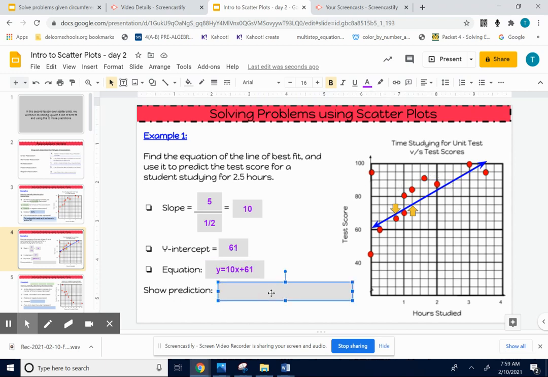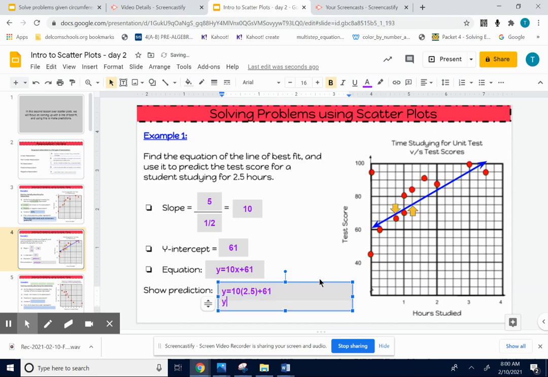Okay, so to use the equation, we're going to take this equation. We're going to replace x with the 10. Okay, the x values in our equation, x stands for hours. So we're going to replace x with 2.5. So they're giving us 2.5 is x. 2.5 is the hours. We're going to replace this x with 2.5. I don't know why I said 10. So we're going to take 10 times 2.5 plus 61.